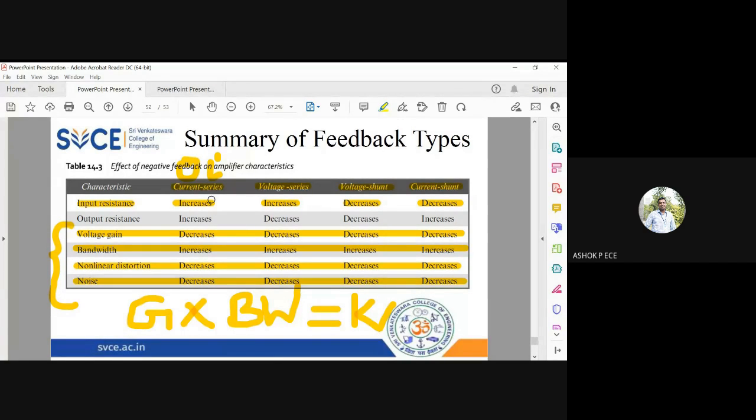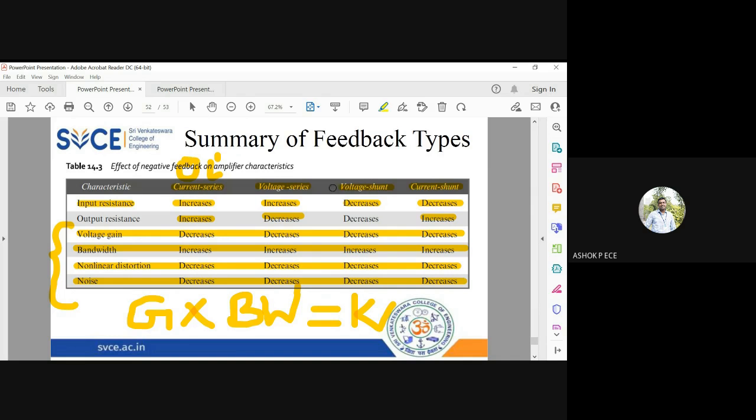Now output resistance. See here, output side current. You know, current will be the same in series. In series, resistance will increase. So increase. Same way, current will be the same in series. In series, resistance will increase. So increase. Voltage will be the same in shunt. In shunt, resistance will decrease. So decrease.